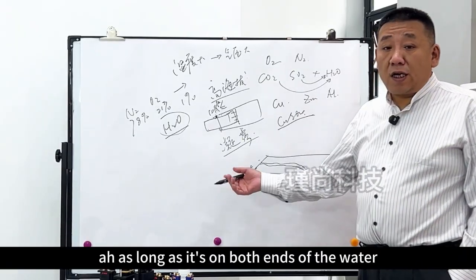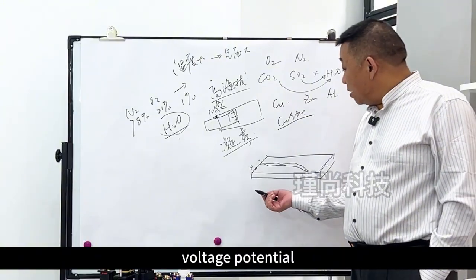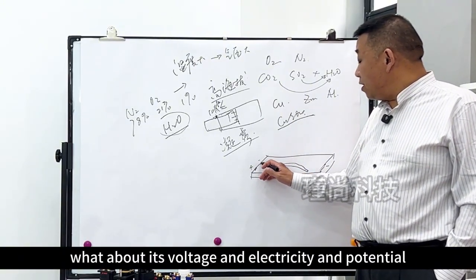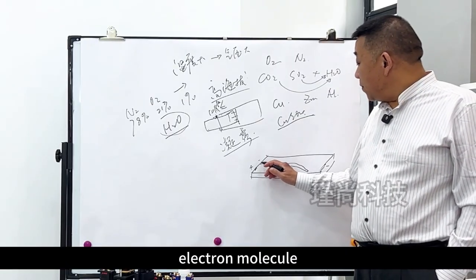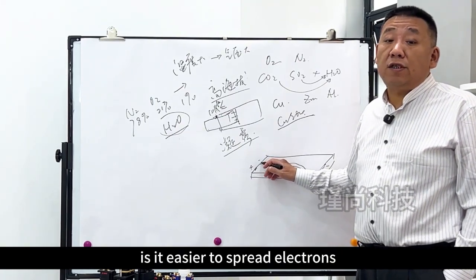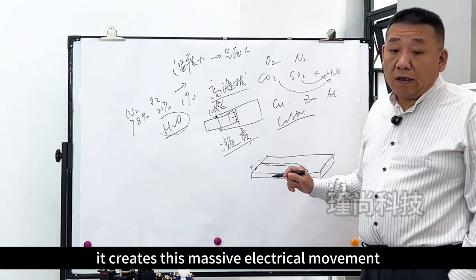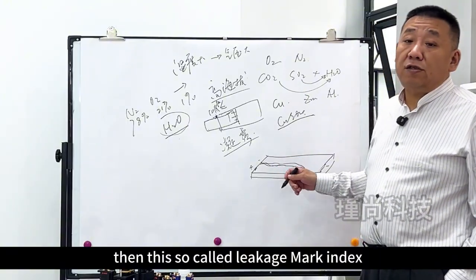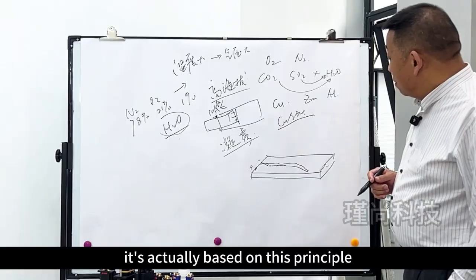as long as it's across both ends of the water, there is a voltage potential. That voltage potential makes electrons move along the conductor, and they spread more easily in some directions, creating a large electrical movement. The leakage tracking index, including the impact of water, is based on this principle.